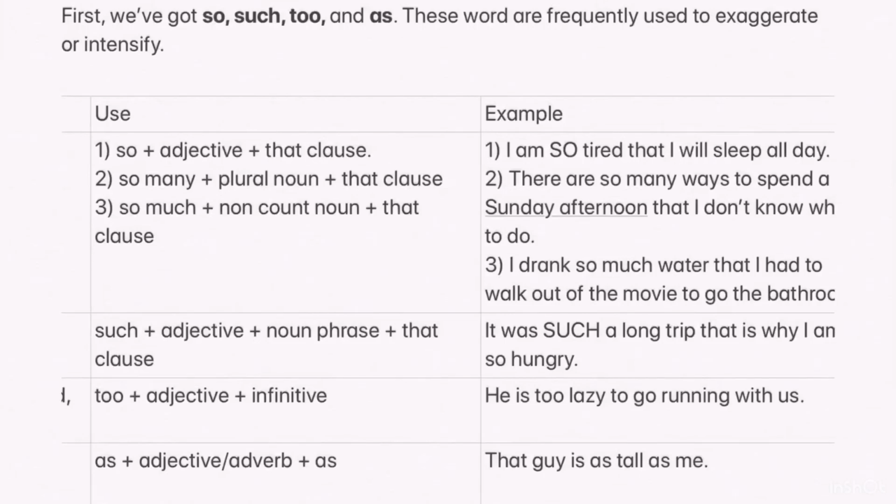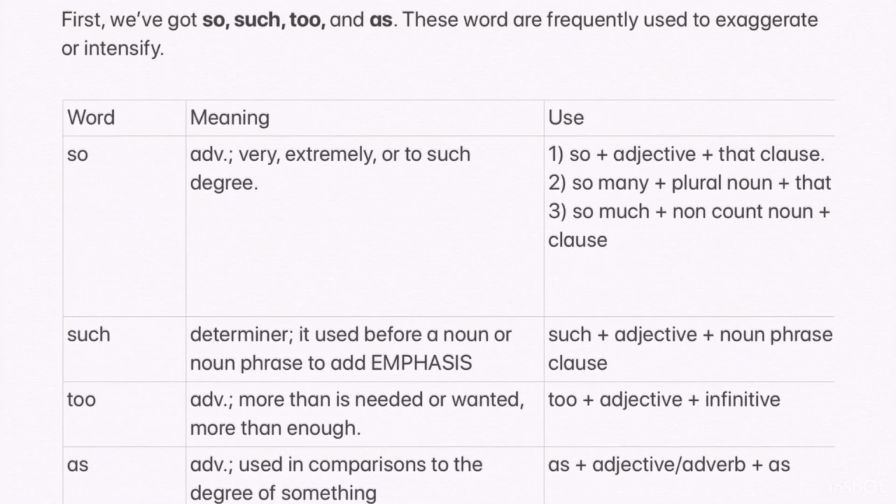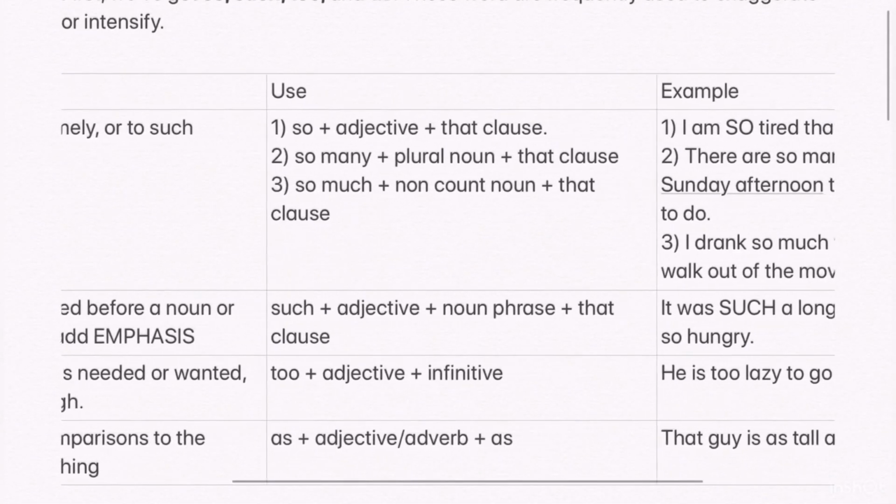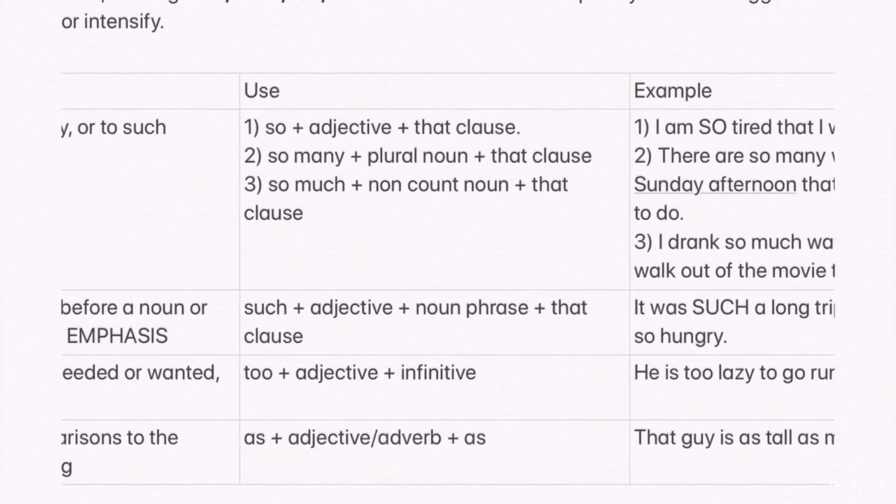First, we have so, such, too, and as. These words are frequently used to exaggerate or to intensify, right? I made a little chart here where you can see the word and what it means. We can see that so means very. It is the same as very, extremely, or to such a degree. Here in use, we can see how to use it, like a sort of physics formula, let's say, right?